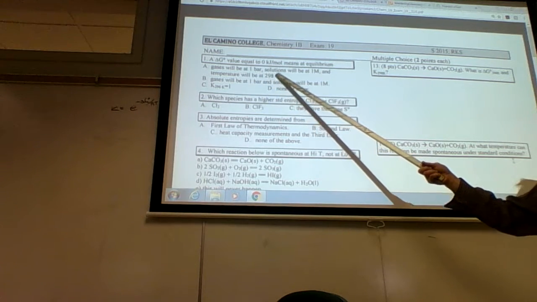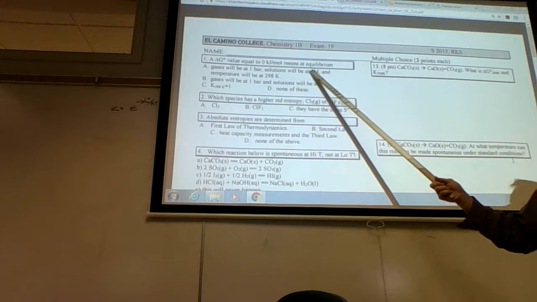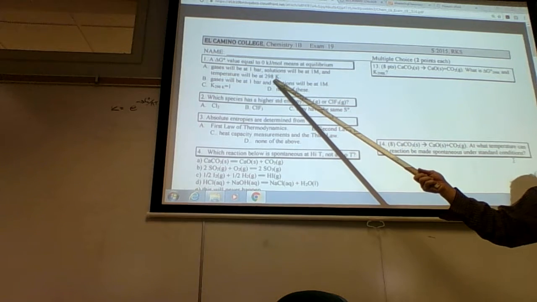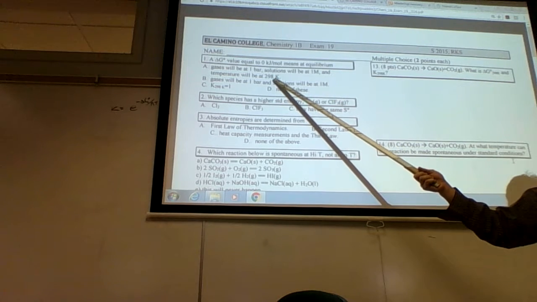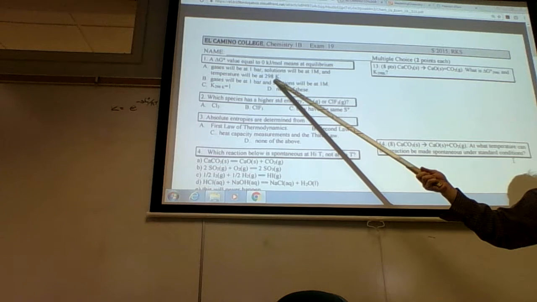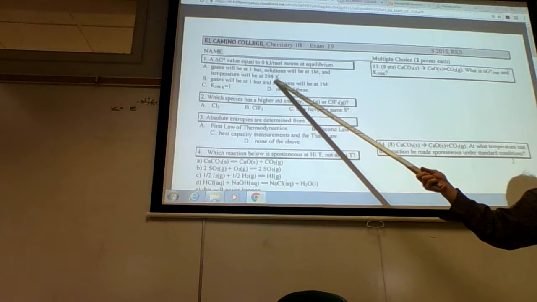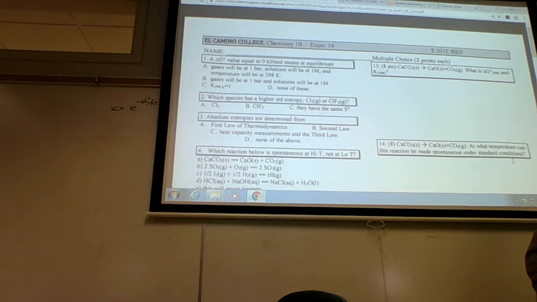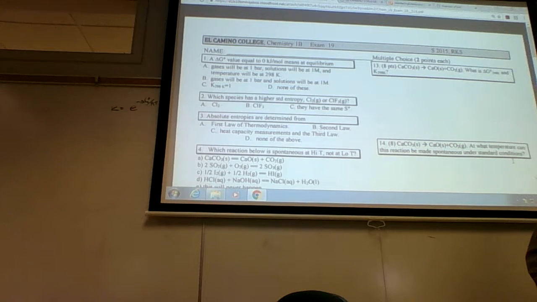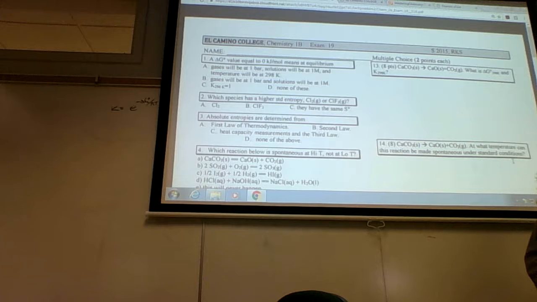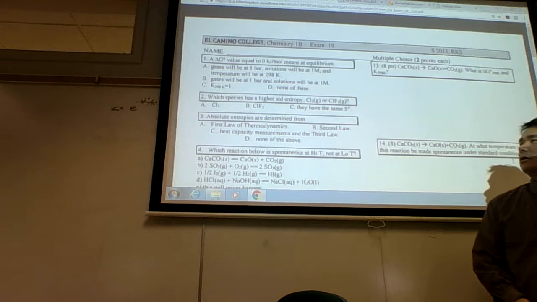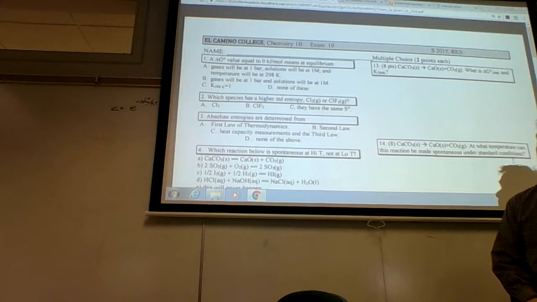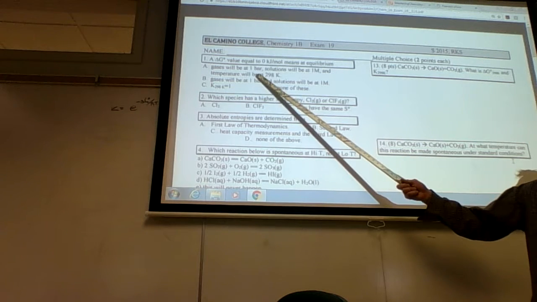Gases will be at 1 bar, solutions will be at 1 molar, and temperature will be at 298 Kelvin. True or false? A. Why is A false? Well, for one, temperature is not included in standard thermodynamic conditions, which is implied by the little circle. That's right. Did everybody catch that?